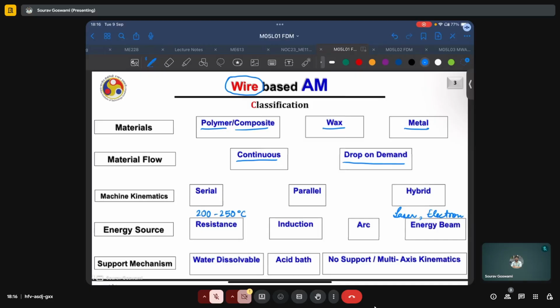The support mechanisms may be water dissolvable in the case of polymeric 3D printing using FDM or FFF.